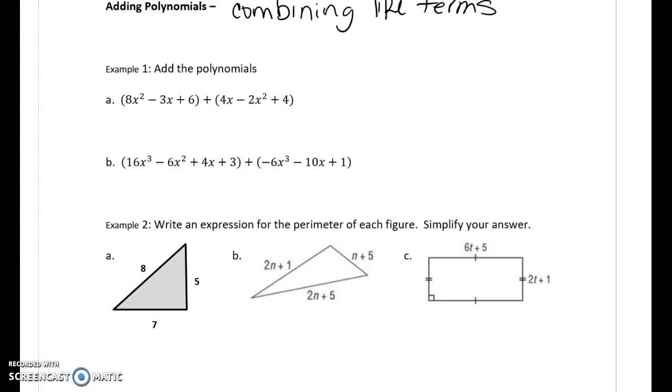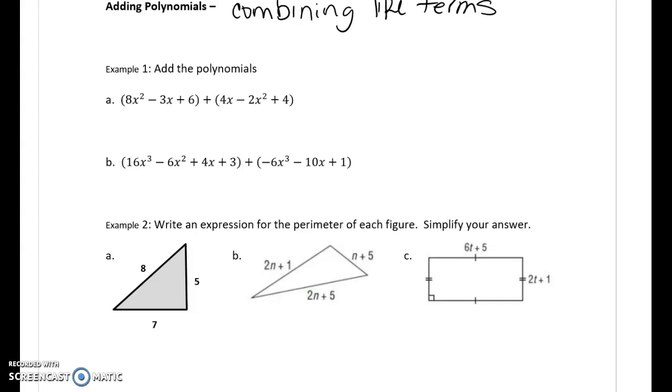Now, again, when it comes to adding polynomials, it's all about combining like terms. You notice that the second polynomial is not written in standard form. Remember, standard form has the terms written where the exponent is going in descending order. You can take the time to rewrite that second polynomial in standard form, but know that it is not necessary. Okay, so now let's add these two polynomials, which again means we are combining like terms.